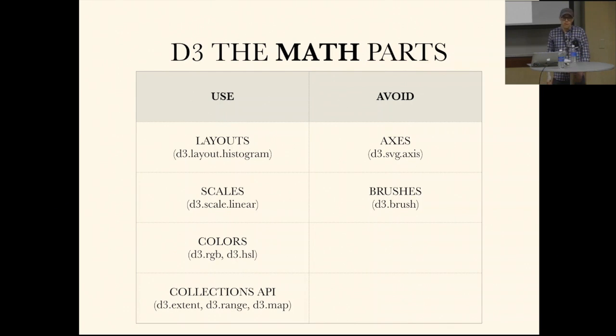So in practical terms, what does that mean? It means you can still use scales. It means you can still use colors. It means you can still use layouts. You can use a collection API. And the layouts are particularly useful because the D3 histogram layout is nothing more than a transformation that takes continuous data as input and returns discrete data. It's not tied to any graphical representation. So you can take the output of your D3 histogram layout and pipe it into your React component.